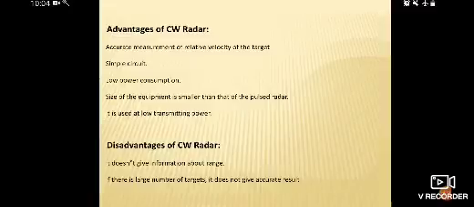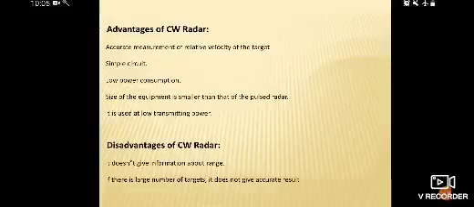That is, it is mainly used to measure the speed of automobiles and missiles, and in sports like cricket and tennis to get the speed of the ball. It is used to measure the speed of aircraft, in police radars, and to determine whether the target is approaching or moving away from the antenna. So these are the applications of CW radar.